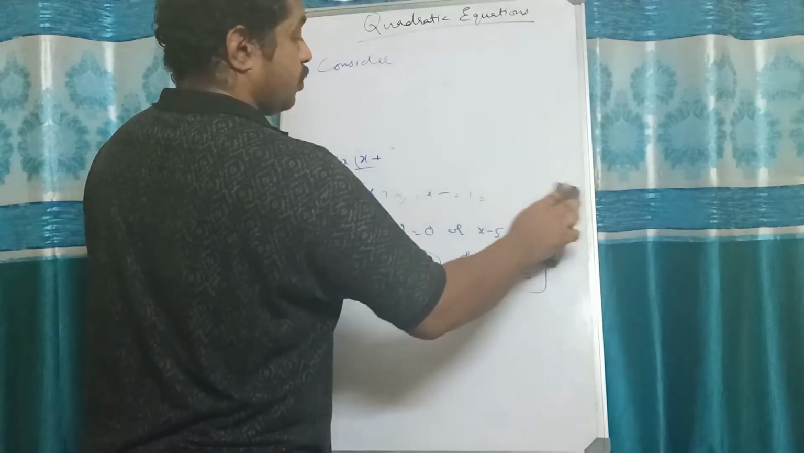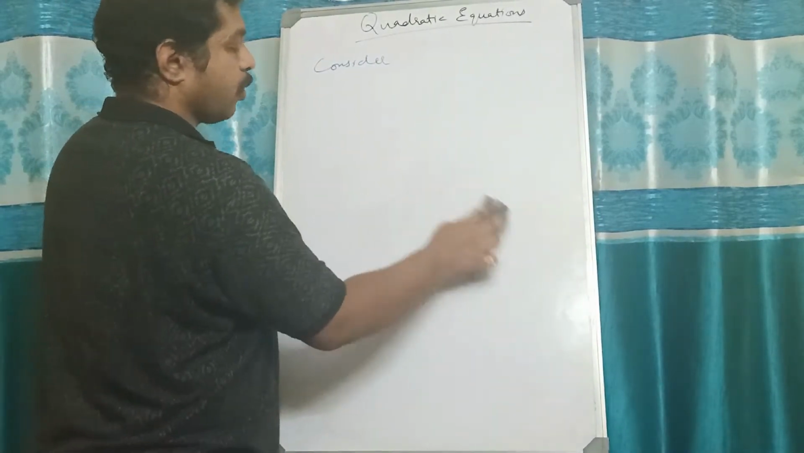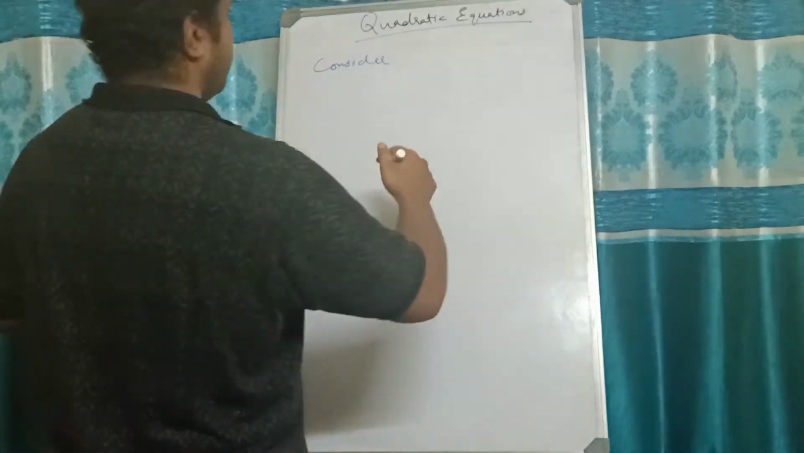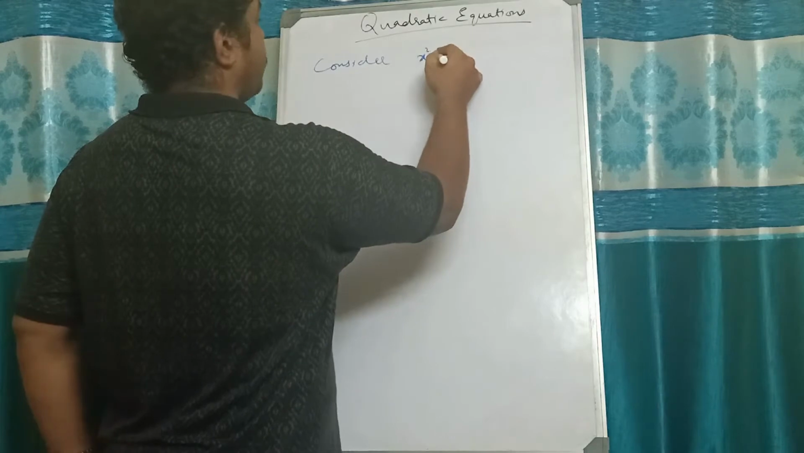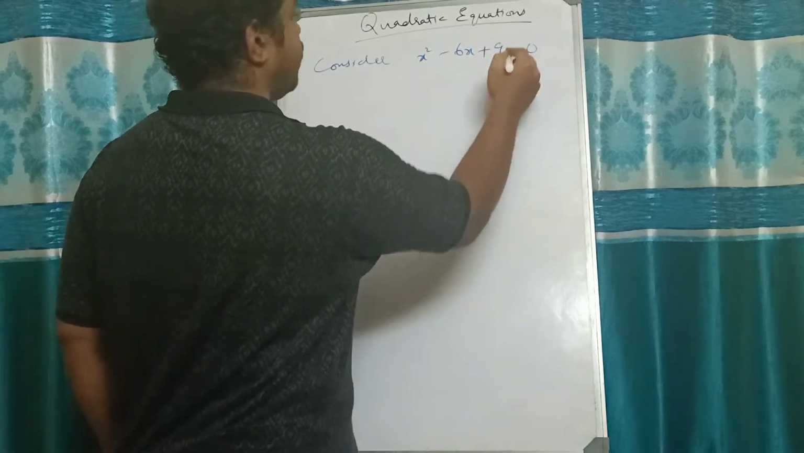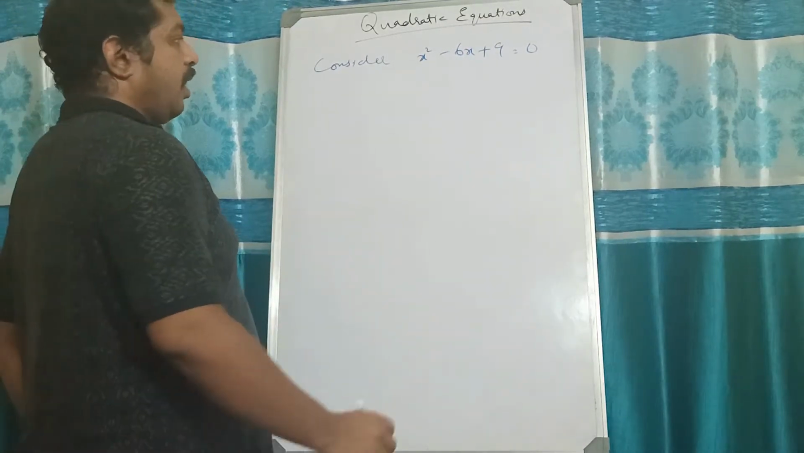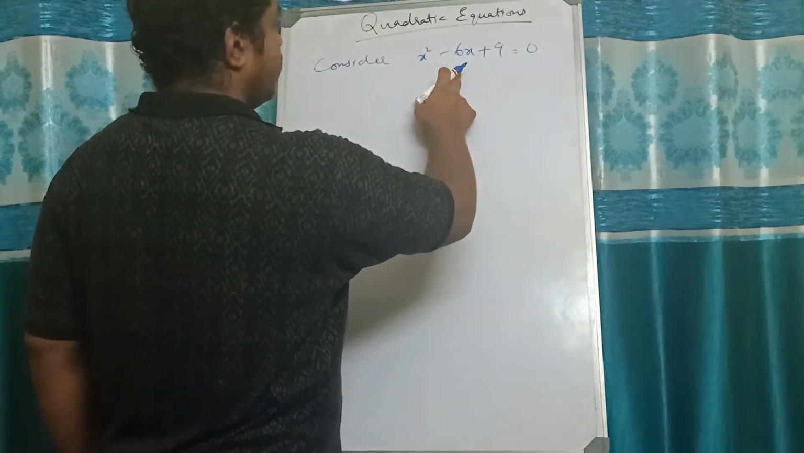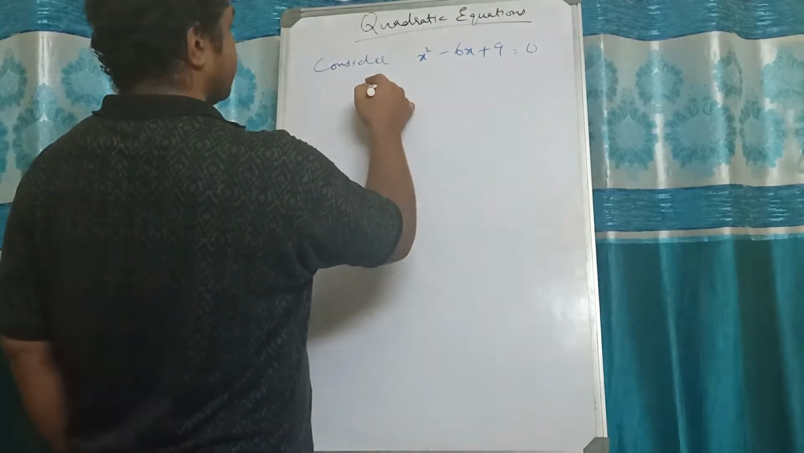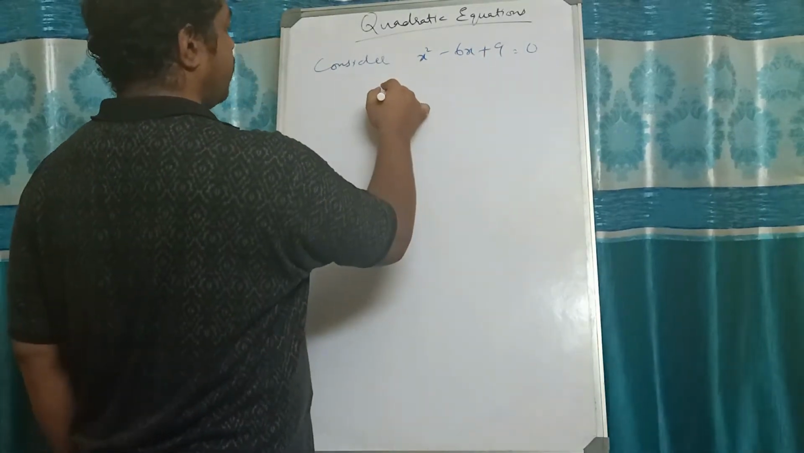So the second method is all about the completing the square method of solving an equation. Consider this particular problem, right? x square minus 6x plus 9 equal to 0. For example, some equation something like this, okay? Let me try to solve this equation by using the completing the square method, okay? Yes, so x square minus 6x plus 9 equal to 0 is there.